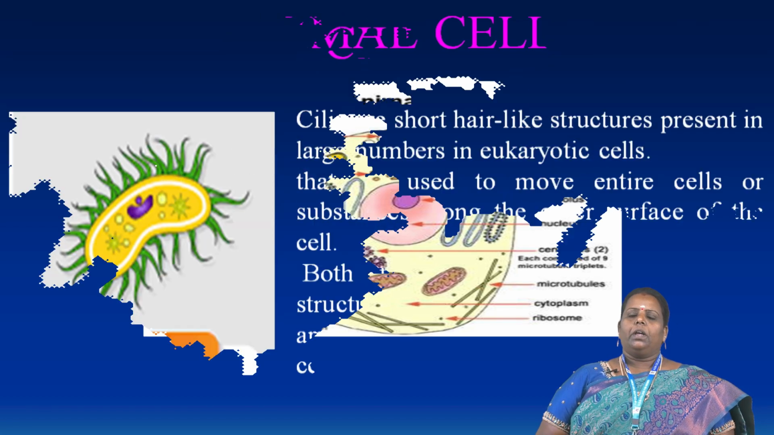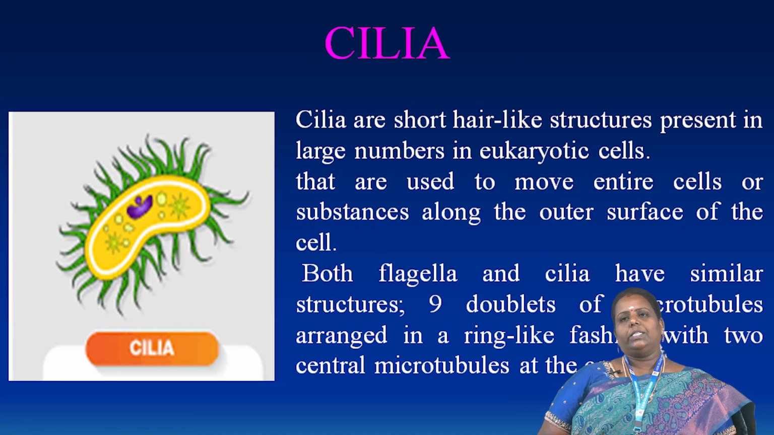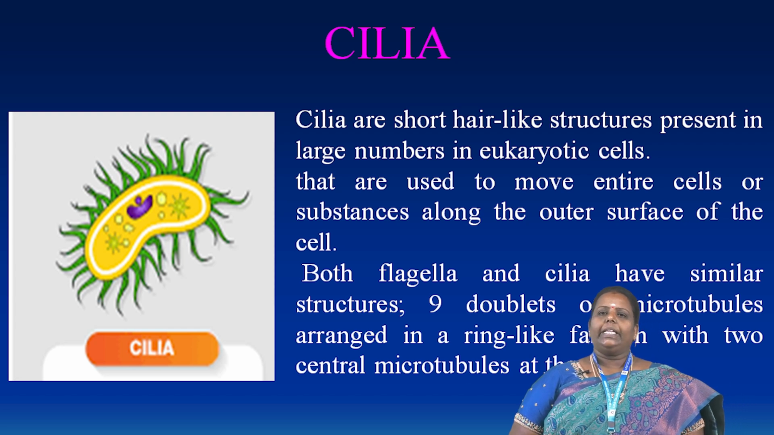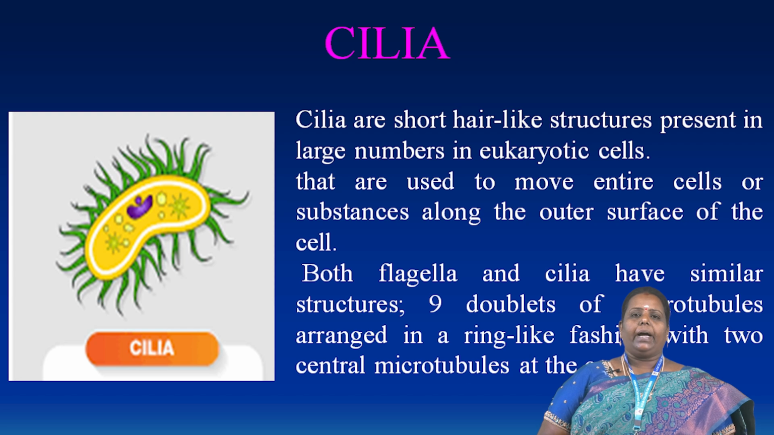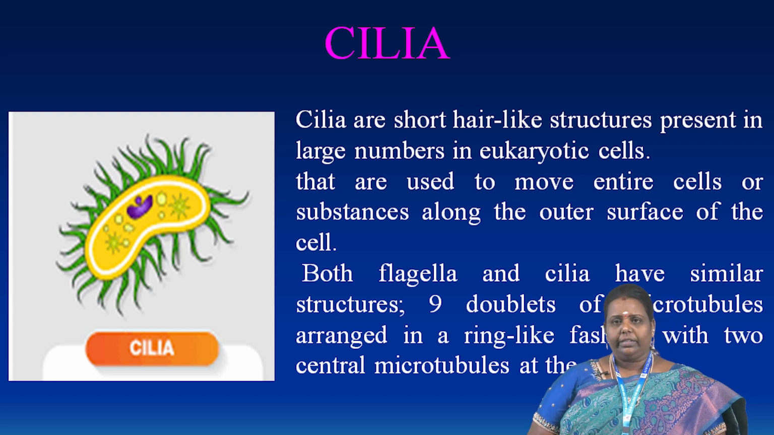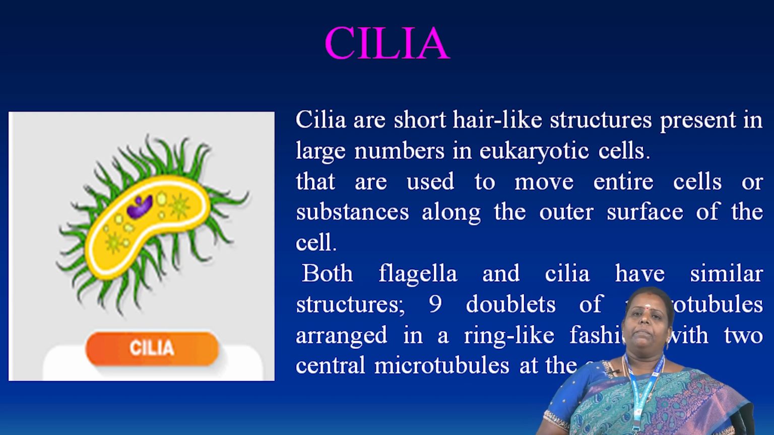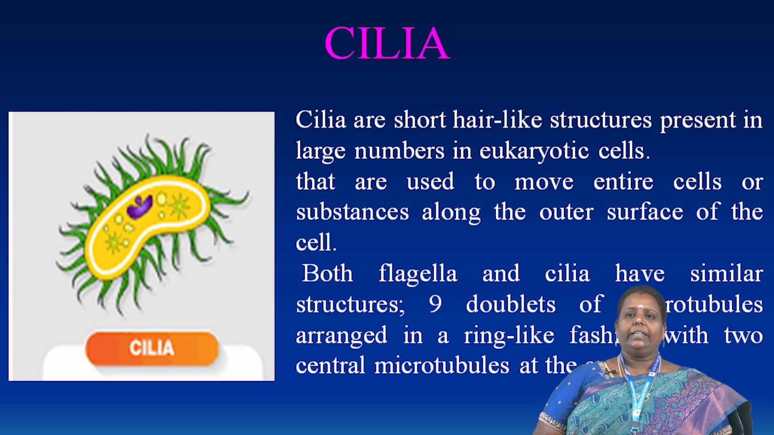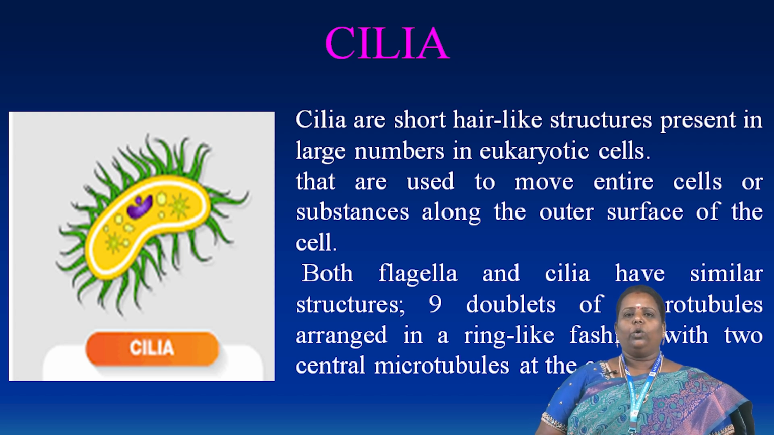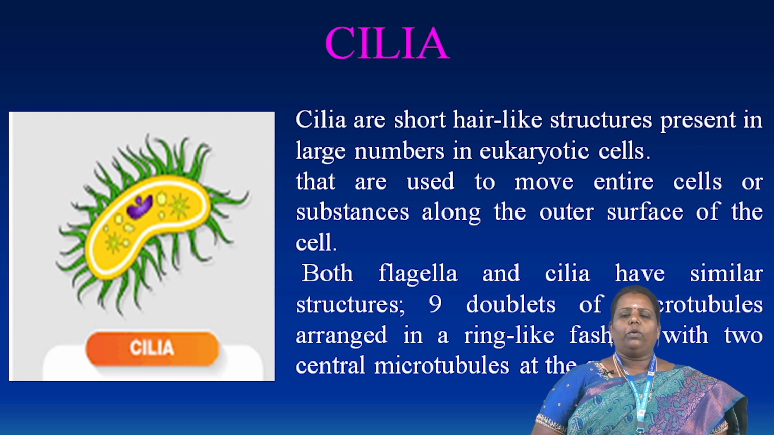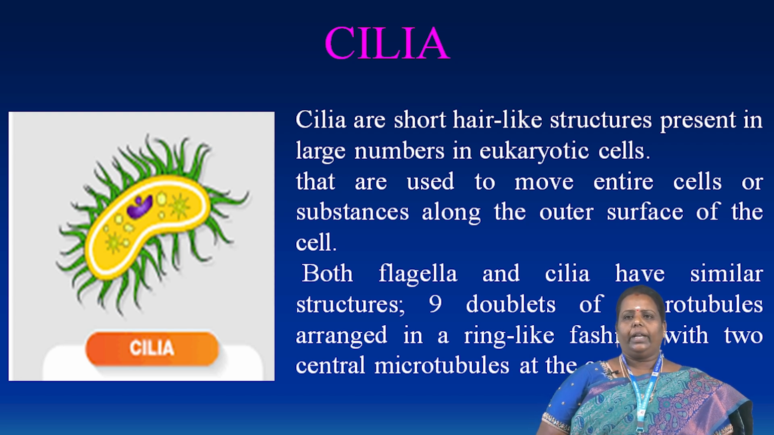These are the pictures. After this, another topic is cilia. Cilia are locomotory organs of some bacteria, giving movement from one place to another. Human cells also have cilia. They look like hair-like structures. Cilia are short hair-like structures present in large numbers in eukaryotic cells, not in prokaryotic cells.